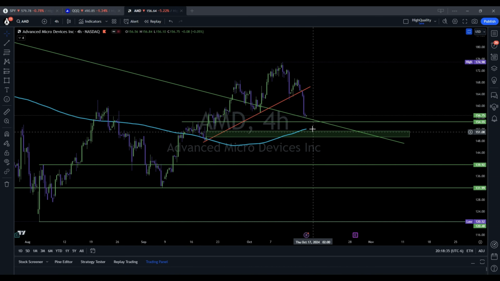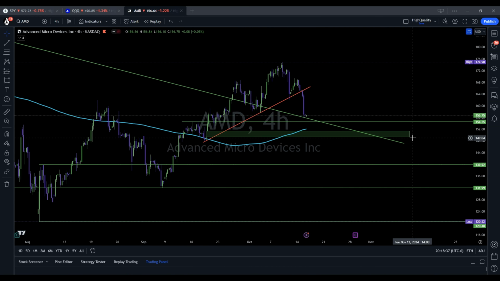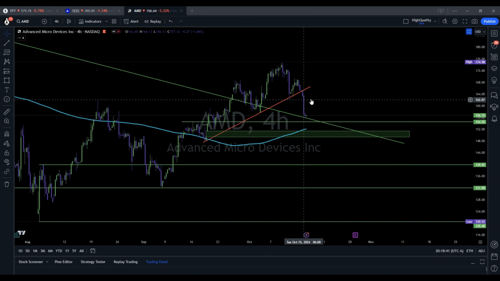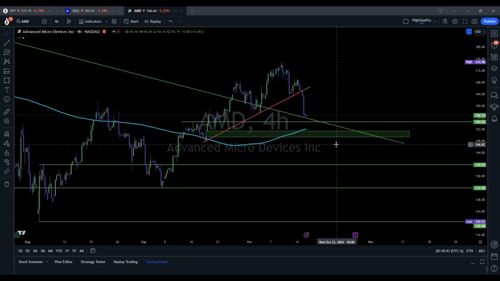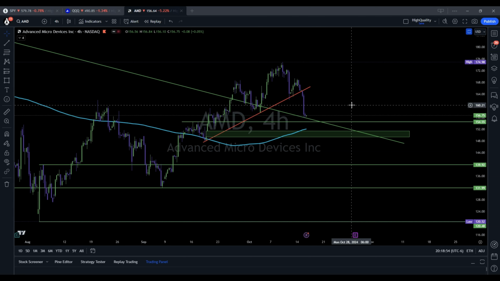I do see a gap right below us that would fill somewhere around 149.48. So if the bears try to push price down to this gap and ultimately fill it, this is where I'd say the bulls will try to step in and continue pushing price back up. That would be the bullish scenario.